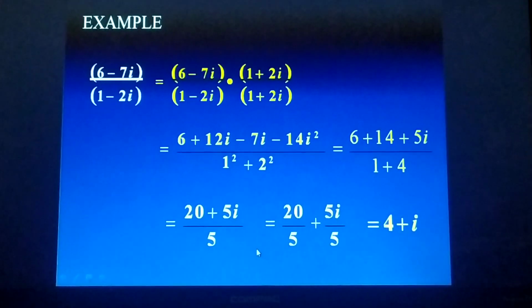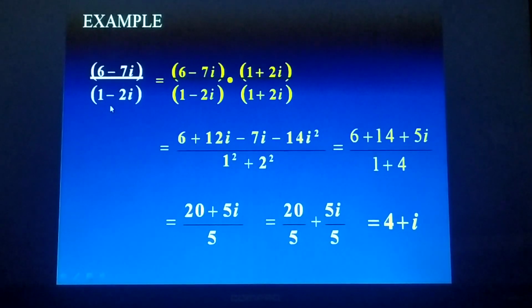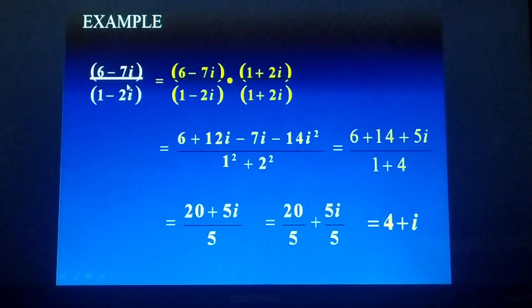Let's see one example. (6 − 7i) upon (1 − 2i). Here the complex numbers are given in division, so we have to multiply by the conjugate of the denominator. 1 − 2i is the complex number, its conjugate is 1 + 2i, so this fraction we have to multiply with (1 + 2i) upon (1 + 2i).